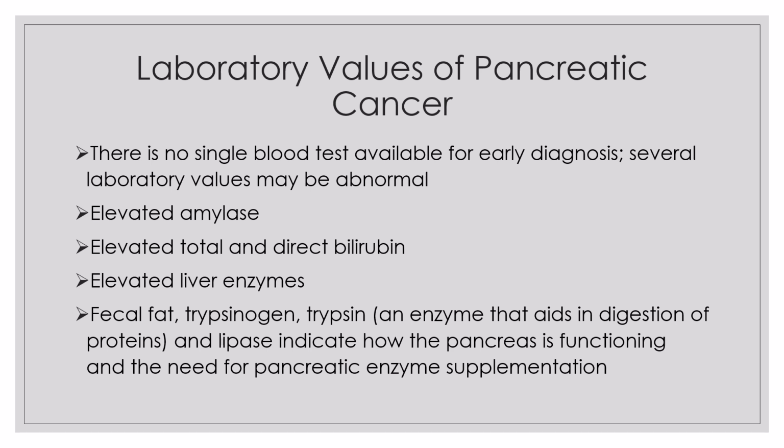So, some laboratory values of pancreatic cancer. There is no single blood test available for early diagnosis. Several lab values may be abnormal: an elevated amylase, elevated total and direct bilirubin, elevated liver enzymes, fecal fat, trypsin. Trypsin is an enzyme that will aid in the digestion of protein. And lipase will indicate how the pancreas is functioning and the need for pancreatic enzyme supplementation.